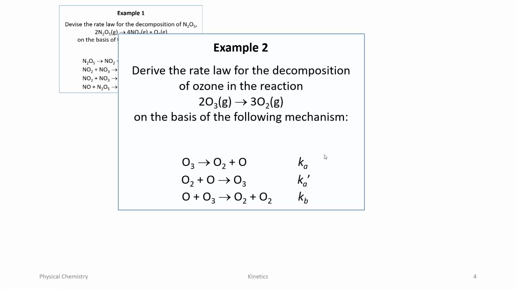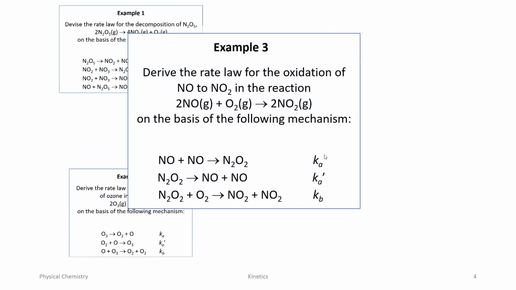Note that the mechanism need not be actually the one that's occurring. This is a hypothesis. This is a proposed mechanism, and from that proposed mechanism, one can derive a rate law, and then one would compare this rate law to the experimental findings regarding the rate of decomposition of ozone in order to establish whether or not it's a reasonable mechanism.